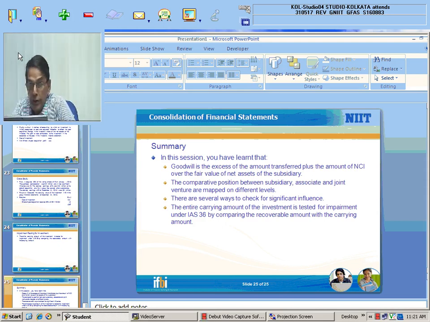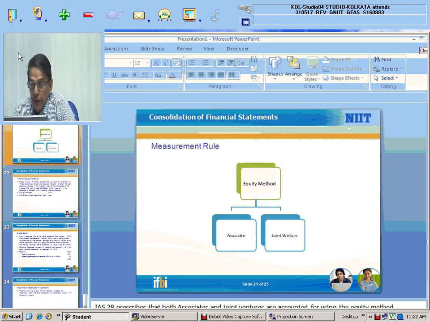The entire carrying amount of the investment will be tested for impairment under IAS 36 because goodwill is not separately recognized in the case of investment in associates. So the entire carrying amount will be tested by comparing the recoverable amount of the investment with the carrying amount, and if there is a shortfall, there is an impairment, and impairment entries have to be passed. So this completes our discussion on consolidated financial statements.